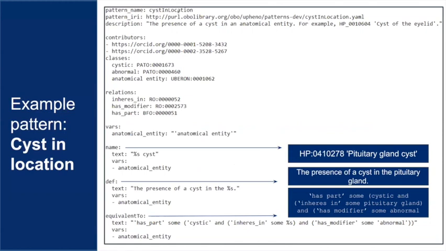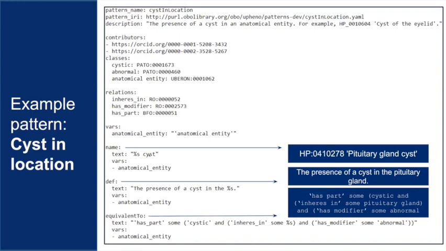So we have a pattern name that defines what the patterns are called. And then we have descriptions that help the curators like ourselves understand what the purpose of these patterns are and when to use them. We collected information about each contributor that has contributed to one of these patterns. And then we have the defined classes and relations. And these are the non-variable classes. And then we have the variable classes. So in this case, we can use any child of anatomical entity from UBERON can be filled into this pattern.